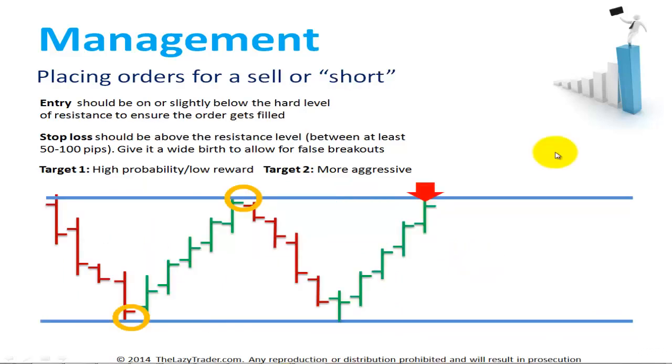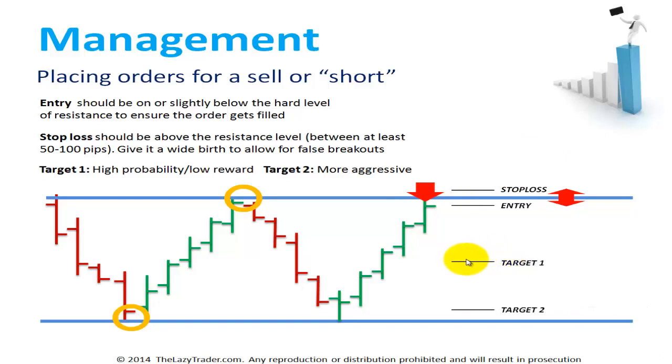So let's take a look at placing orders for a short setup. We should have our entry just on the level or in advance of the level, just to ensure that we're triggered into the trade in case the market whiplashes and comes straight back down again. This is what tends to happen when we've got price coming towards a key level of supply or demand. So we have our stop loss above the level at a distance depending on how risk averse you are. It could be anything between 50 and 100 pips if you want to be relatively conservative. And we have our target 1 and target 2.